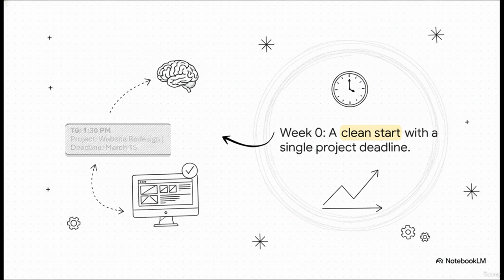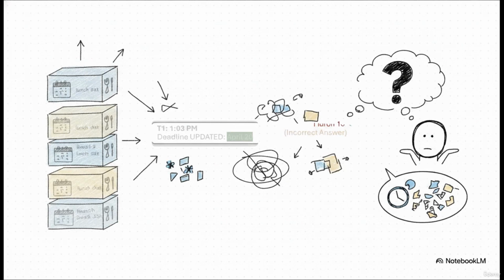We have a website redesign project, and it's due on March 15th. At this stage, everything is great. It easily recalls that fact. But flash forward over the next few weeks. The user changes the deadline to April 20th. They also casually chat with the agent about their lunch preferences, maybe some random meeting notes.